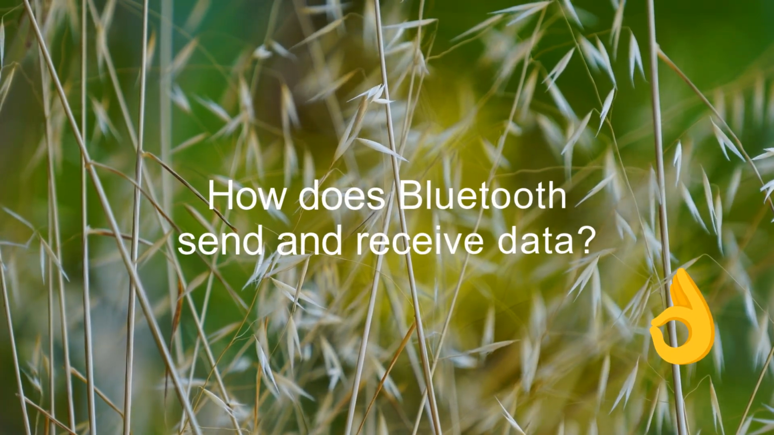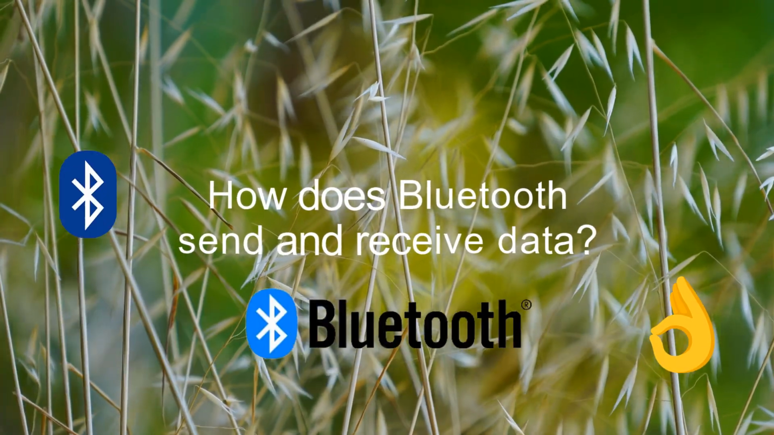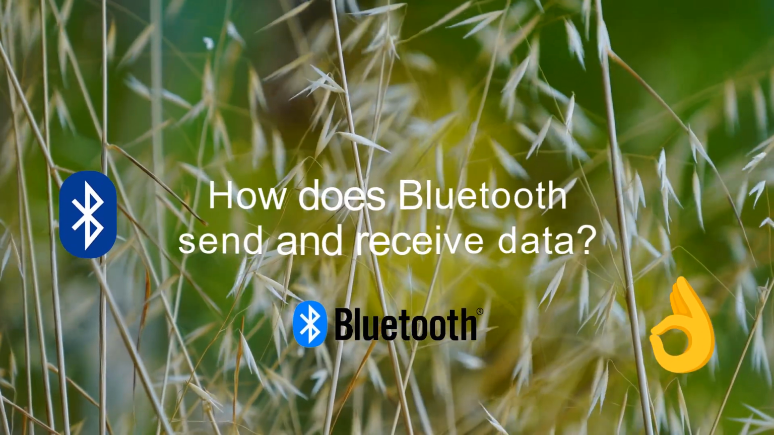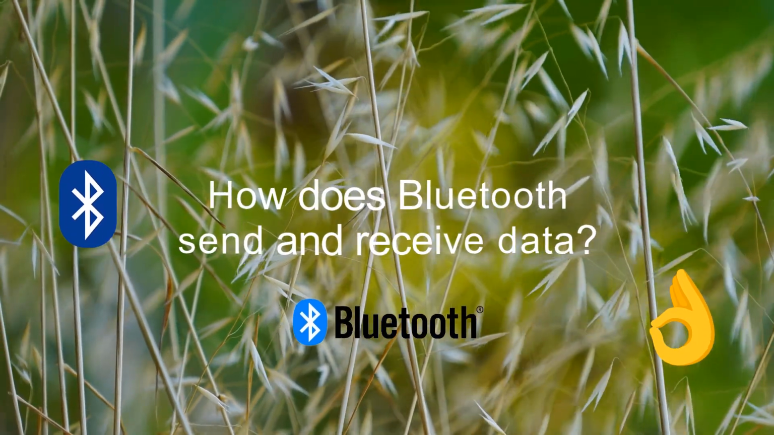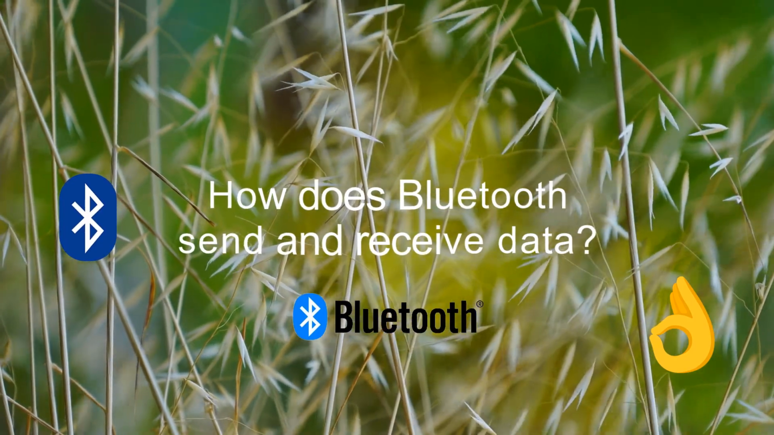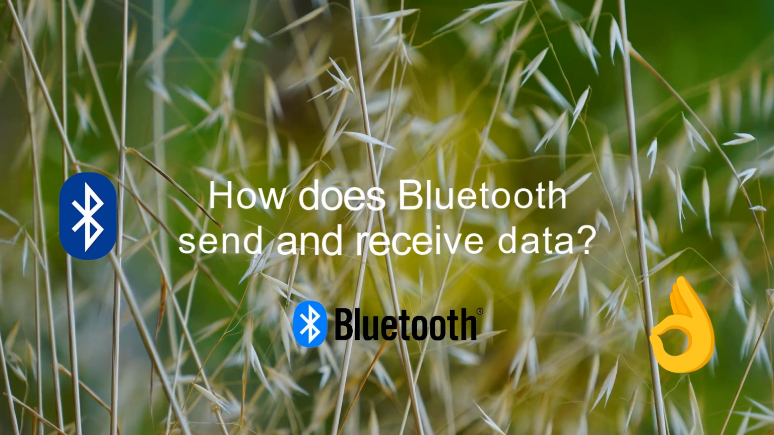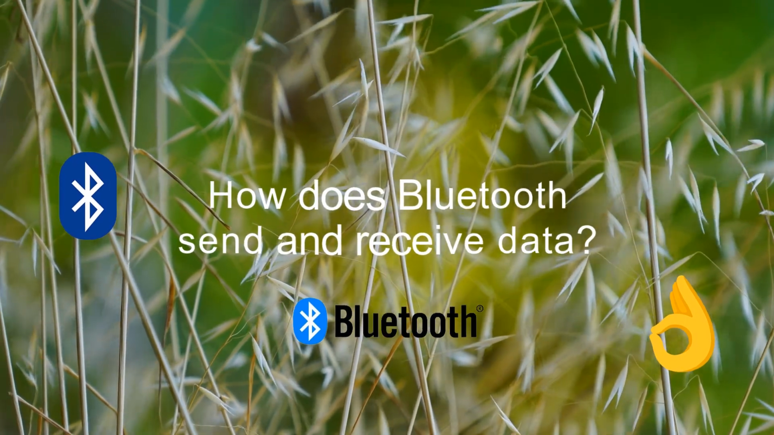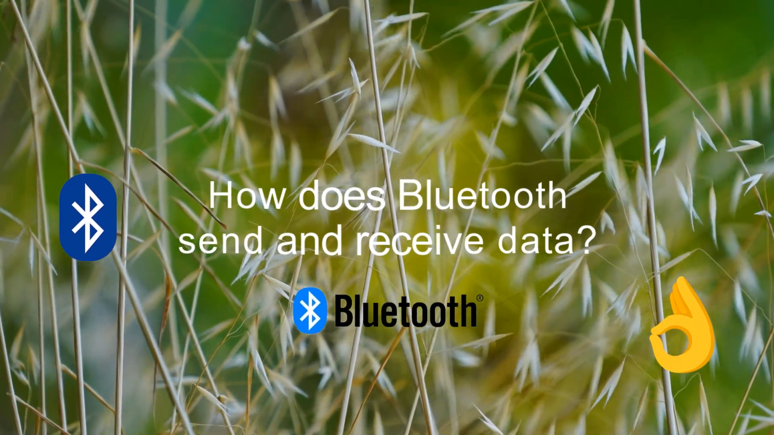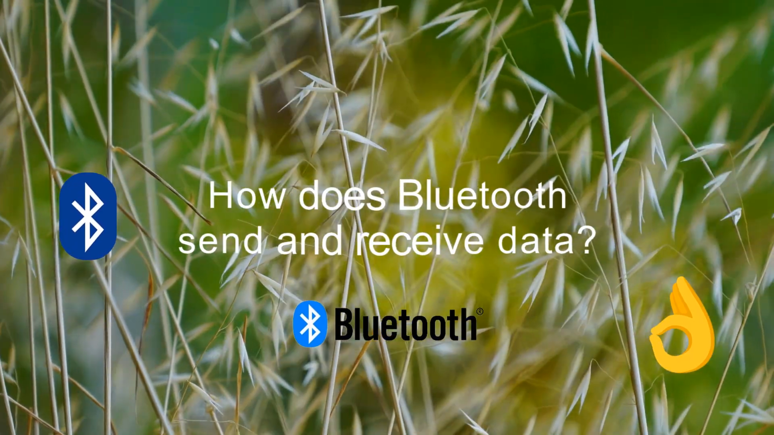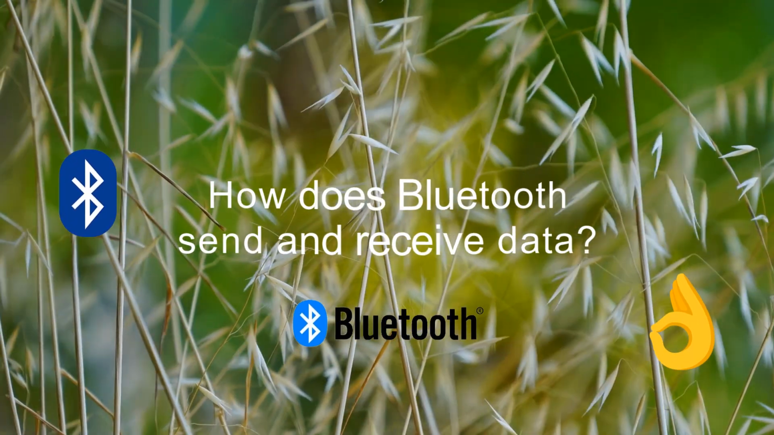How does Bluetooth send and receive data? Bluetooth devices communicate through a process called pairing and then establish a connection for data exchange. Here's a simplified overview of how Bluetooth sends and receives data. 1. Pairing. Devices initiate pairing to establish a secure connection. During this process, they exchange unique identifiers and cryptographic keys to ensure a secure link.